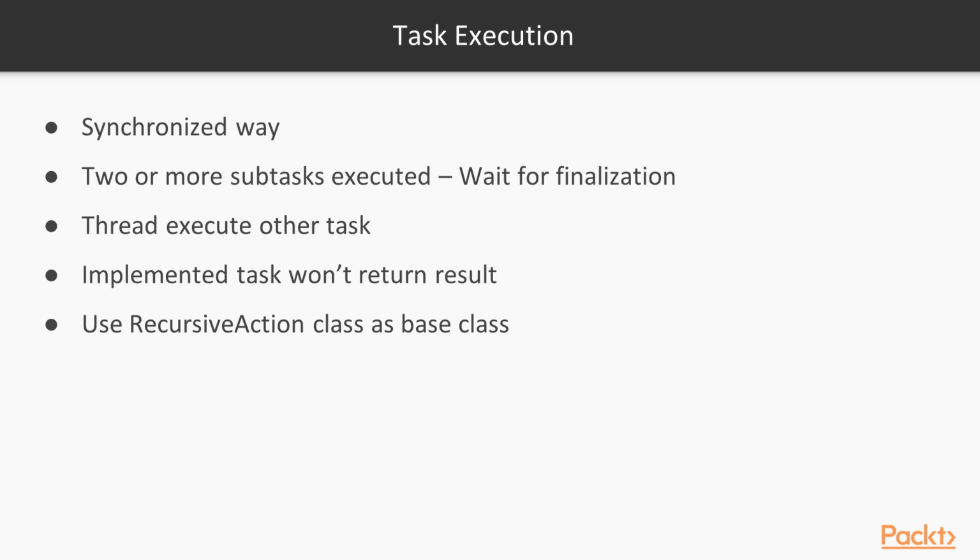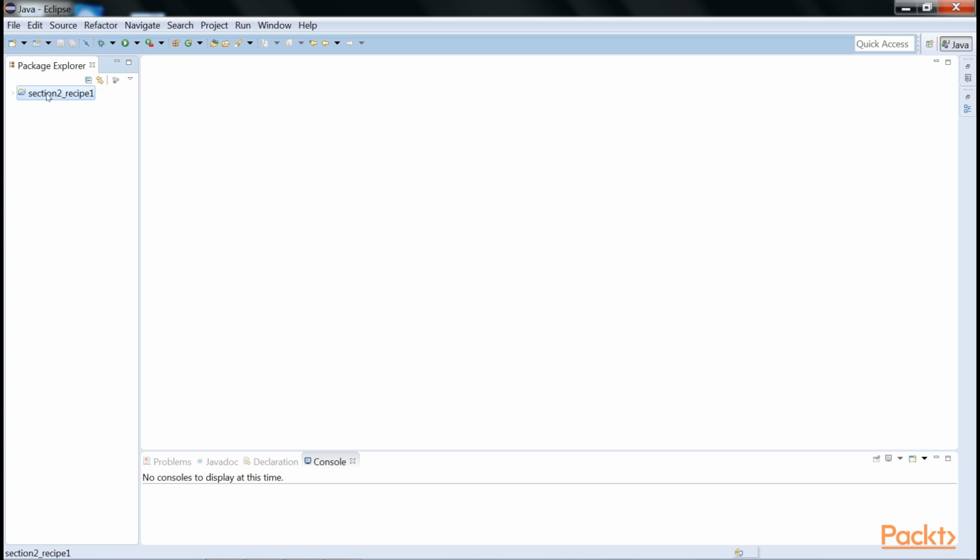The tasks you're going to implement won't return any result, so you'll take the RecursiveAction class as the base class for their implementation. Let's create a new Java project and give it a name of your choice. Here, we will implement a task to update the price of a list of products. The initial task will be responsible for updating all the elements in a list.